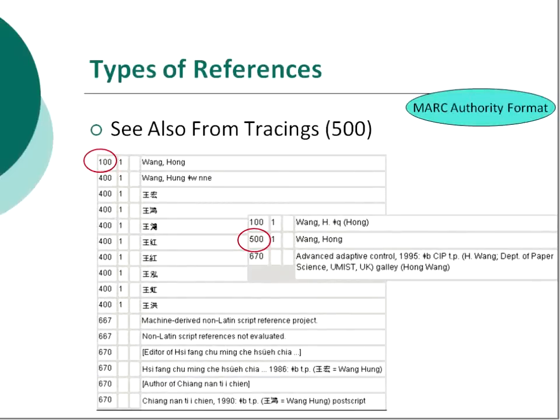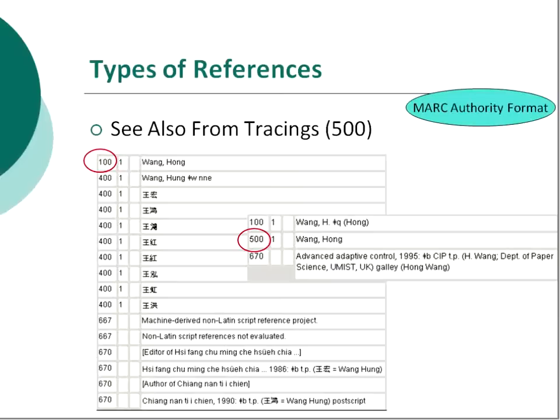The other type of references, as we mentioned earlier, are 500 C references. This is a reference where it's indicating that the author's name or variant form of the name is the same as another author's variant or name.